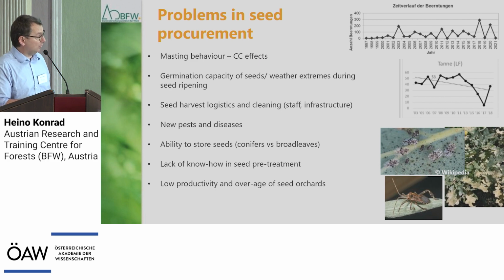One problem is also the handling of the seeds, the ability to store the seeds. Conifers are easily stored, while for broadleaves the storage time is much shorter. And there's also a lack of know-how in the nurseries on seed pre-treatment to be more efficient. And the other problem is that we have low productivity and overage in the seed orchards.